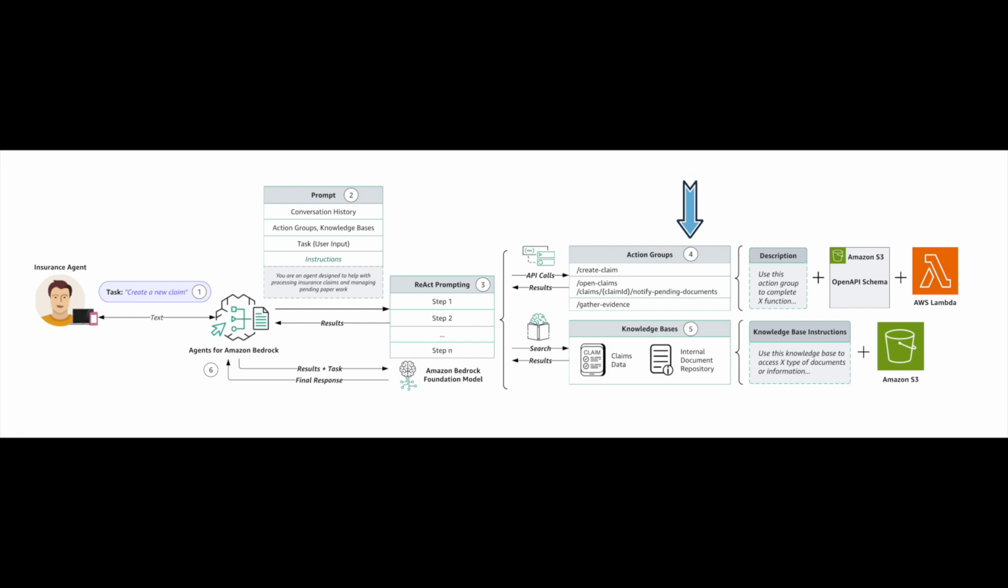So action groups are a set of APIs and corresponding business logic where the OpenAPI schema is defined in JSON, stored in S3, and the business logic is executed through Lambda functions.